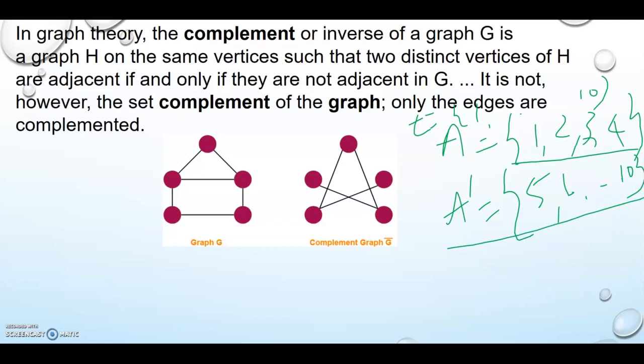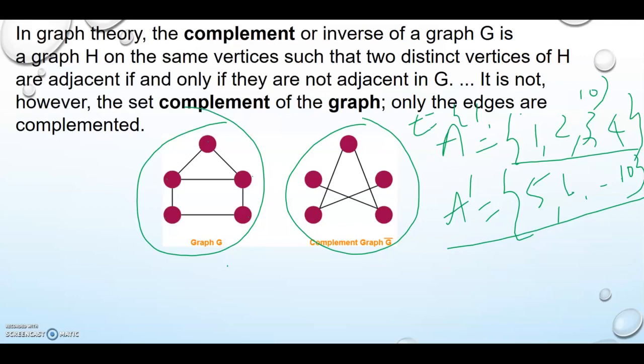The complement or inverse of a graph G is a graph H on the same vertices. Now see this diagram, graph G. It is a graph H on the same vertices such that two distinct vertices of H are adjacent if and only if they are not adjacent in G. It is not, however, the set complement, where only the edges are complemented. Edges alone will be complemented, but all the vertices will be the same. See 1, 2, 3, 4, 5, 5 vertices are there in this. Even here the 5 vertices are there, but the connections between the 5 vertices have been completely changed. This is joined like this, but these two are not joined, and instead I am joining this one. The square shape joining is not there, only the cross shape joining is there. This is the complement of a graph, where all the connecting edges will be different.